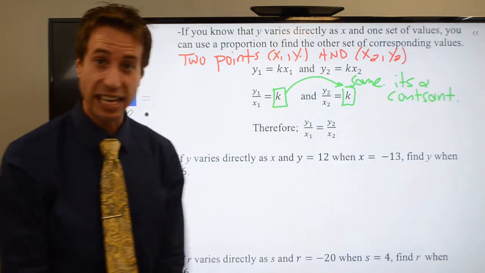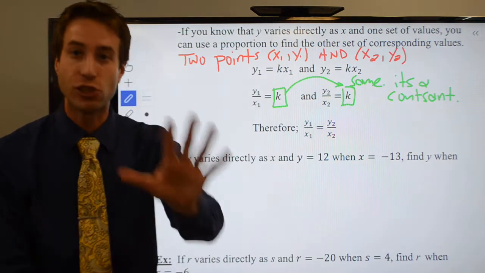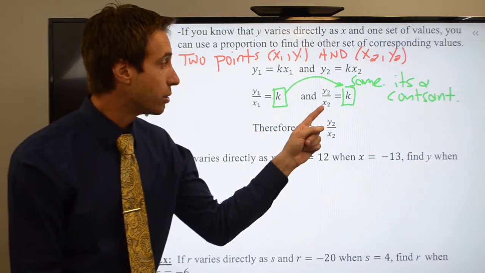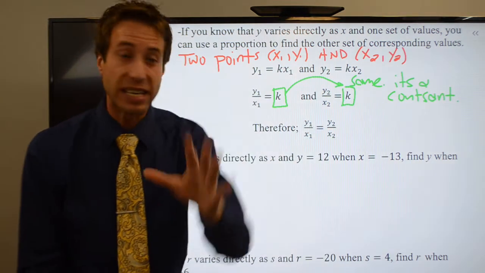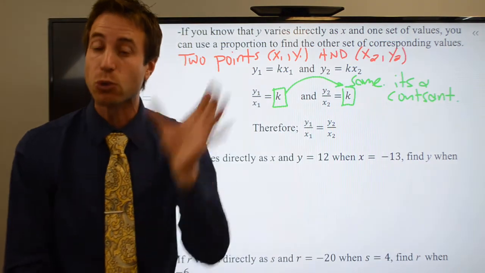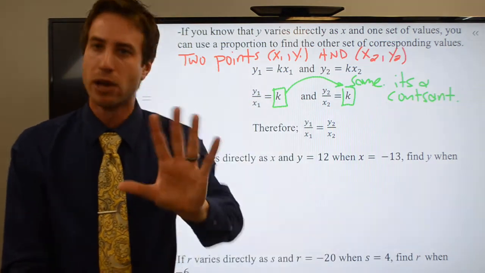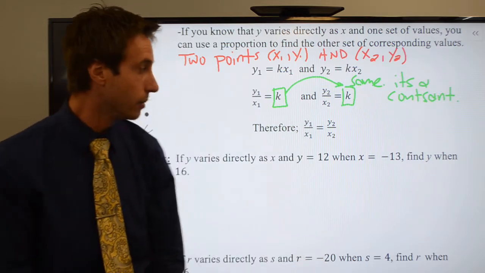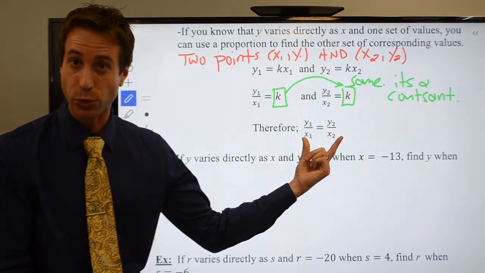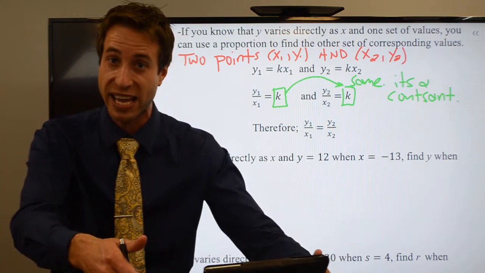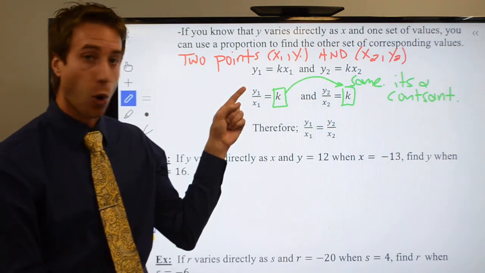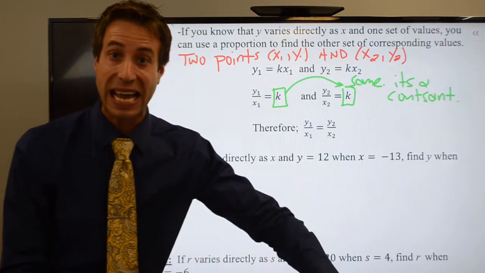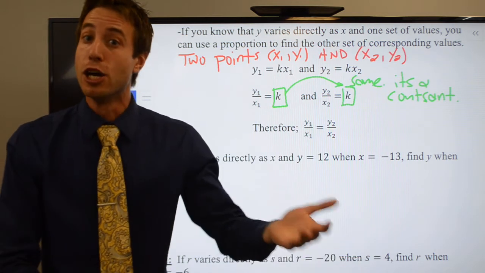Because k is a constant, what that means is, let's just say y1 divided by x1 is equal to 2. y2 divided by x2 is equal to 2 because both of these functions are equal to the same thing. They're both equal to k. In this example, they're both equal to 2. What can you do? You can set them equal to each other. They both equal the same thing. So that means that 4 divided by 2 has to be equal to 16 divided by 8. They both come out to be 2.